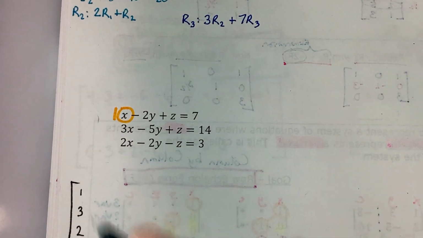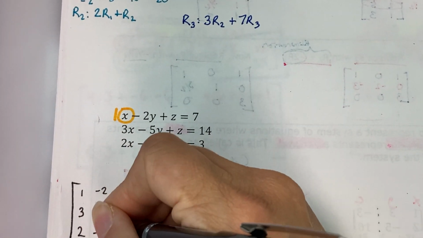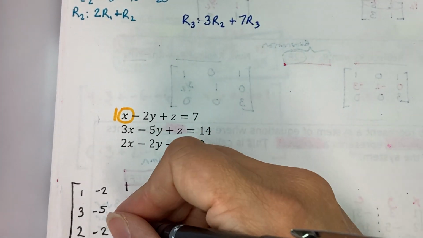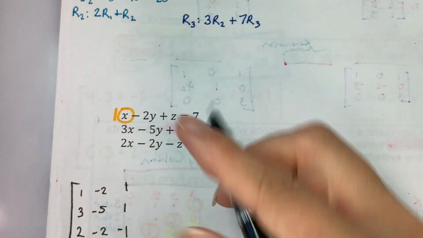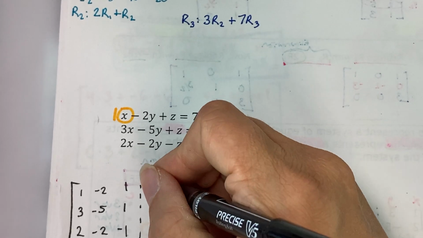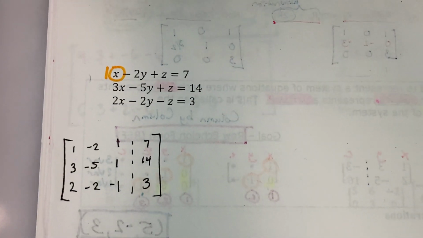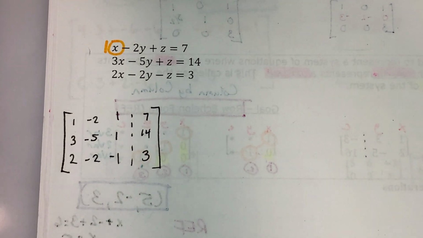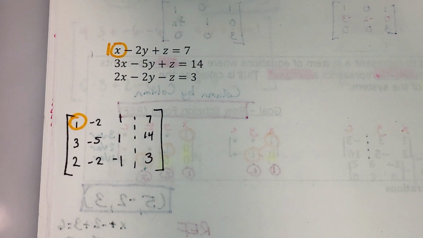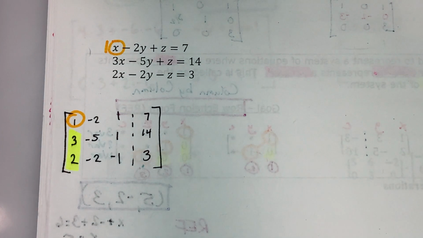There's our X column. Here's our Y column. There's our Z column. 1, 1, -1. And then our constants. 7, 14, 3. All right, so there is our augmented matrix. So now it's row echelon form time. We've got our 1 in the top left position. We need these terms to be zeros.